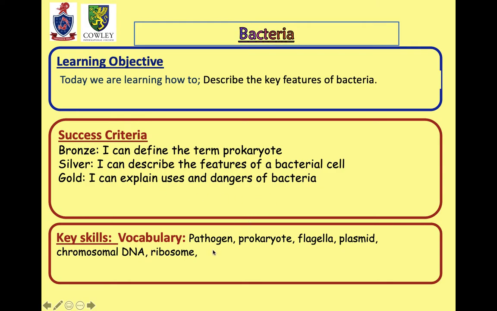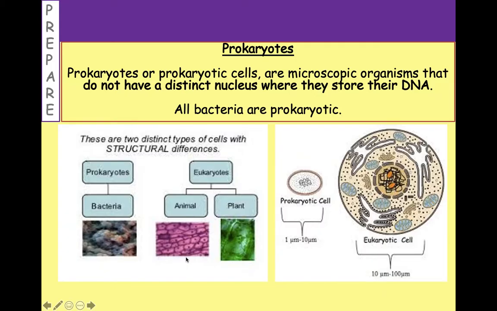Some of the new words I hope you'll pick up and use today: pathogen, prokaryote, flagella, plasmid, chromosomal DNA, and ribosome, which we have used before. Right, prokaryotes then. Prokaryotes, sometimes called prokaryotic cells, are all microscopic organisms, meaning they are so small you need a microscope to see them. They're all around you right now.